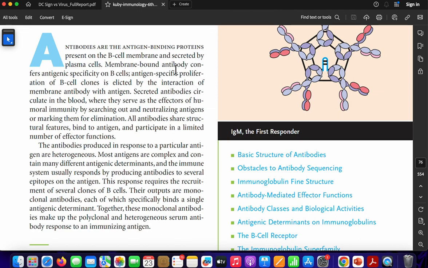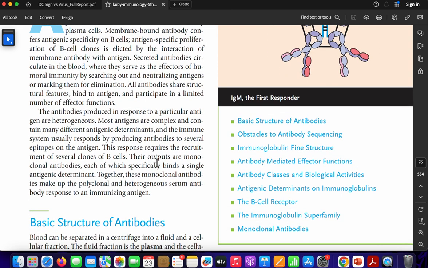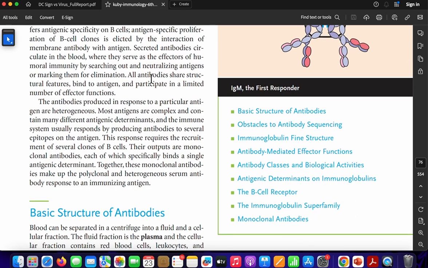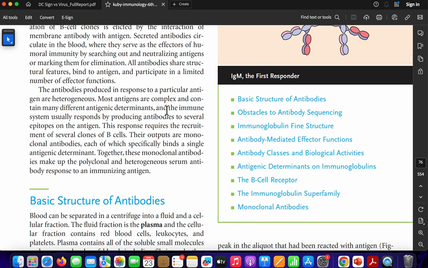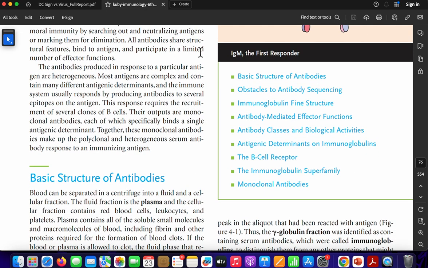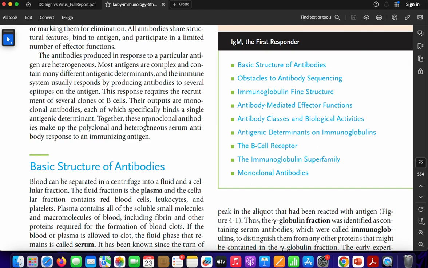Membrane bound antibody confers antigenic specificity on B cells. Antigen specific proliferation of B cell clones is elicited by the interaction of membrane antibody with antigen. Secreted antibodies circulate in the blood, where they serve as the effectors of humoral immunity by searching out and neutralizing antigens or marking them for elimination. All antibodies share structural features, bind to antigen, and participate in a limited number of effector functions.